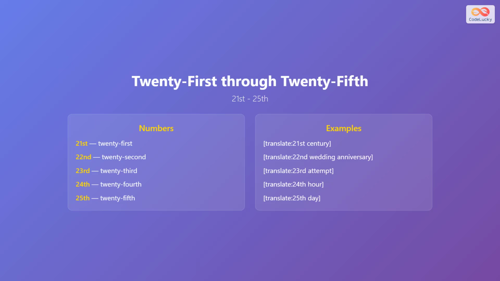For compound numbers, we use a hyphen between 20 and the number. Only the last part becomes ordinal. The first part, 20, stays the same.